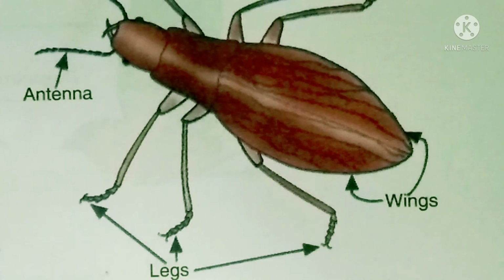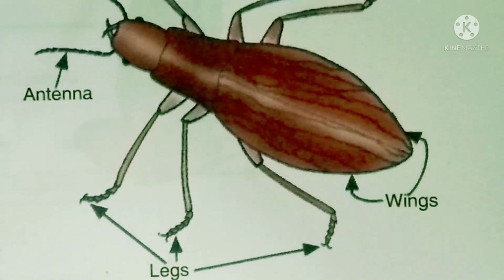Have you seen a cockroach? What is special about the body of the cockroach, do you know? Its body is covered with a hard, tough outer covering. That is, a cockroach has its skeleton outside the body. That is, it has an exoskeleton. The skeleton of the cockroach is called exoskeleton because it is outside the body.